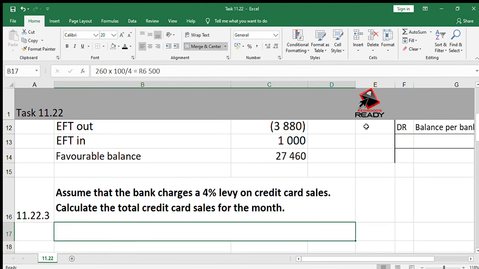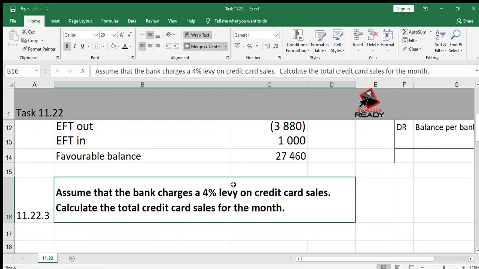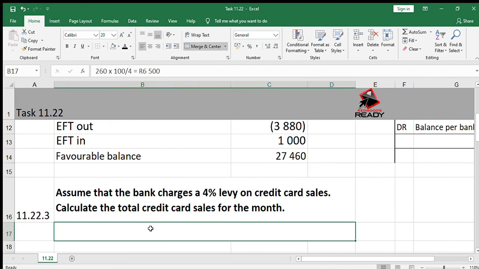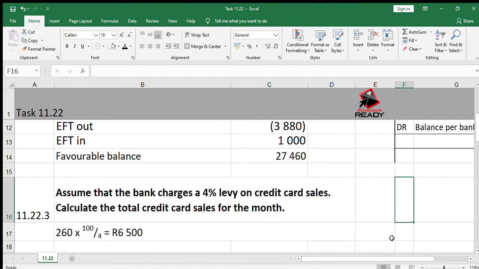So we're going to take the 260. Remember, they took the sales amount, multiplied it by 4% to arrive at 260. So you could say 260 divided by 4%, or you could say 260 times 100 over 4, and you get 6,500 Rand. So that's just to work backwards to find the credit card sales for the month.